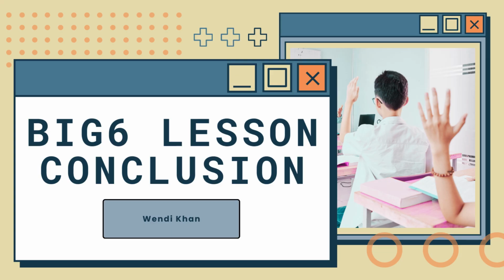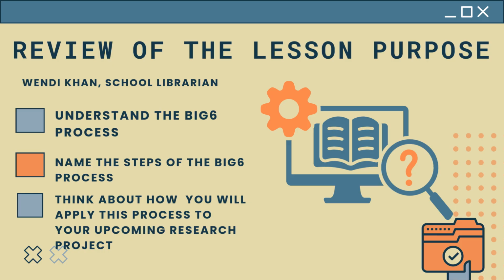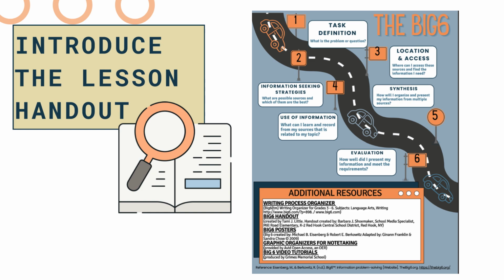And now that you are familiar with the steps of the Big 6 process, we are going to conclude our lesson. So just to review the purpose of our lesson, we are focused on understanding the Big 6 process, naming the steps of the Big 6 process, and then thinking about how you will apply this process to your upcoming research project. To help you with your project as you are researching, I've created this handout.